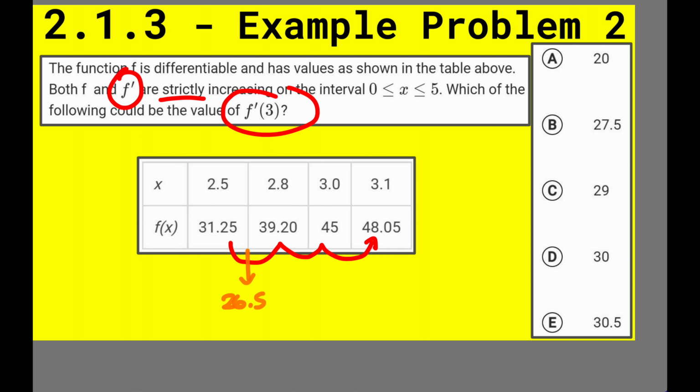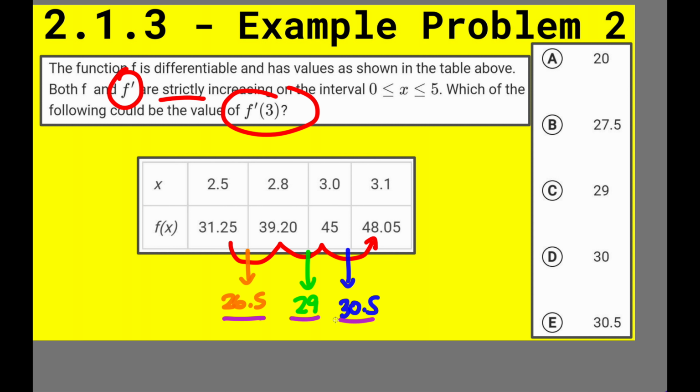I'm going to do the same thing here. So these are estimations of derivatives. The derivatives should be going up here, though. 45 minus 39.2, you get 5.8. Divide that by 0.2, you get 29. Then I'm going to estimate the derivative right here. 48.05 minus 45 divided by 0.1, you get 30.5. So as you can see, the derivative is increasing between each of these. The estimation of it anyway is increasing from here to here to here.